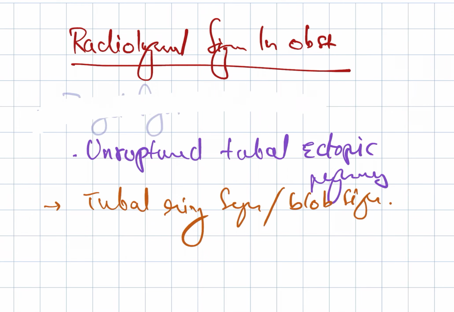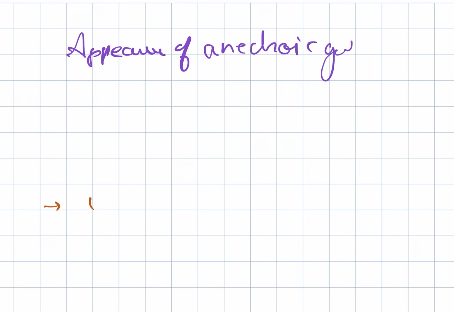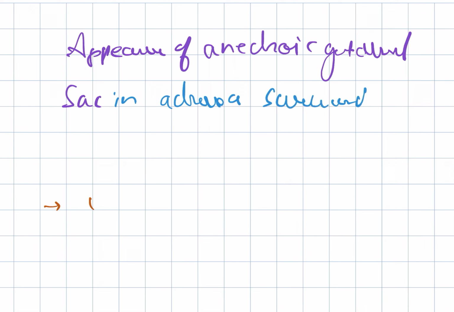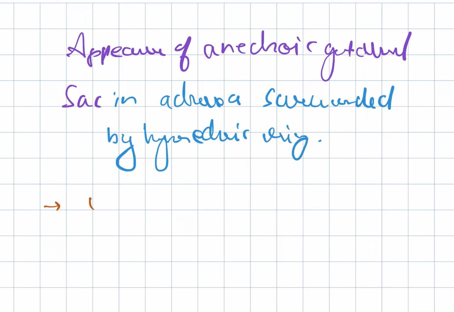So how it appears, there is appearance of an anechoic gestational sac in the adnexa, and it is surrounded by a hyperechoic ring.